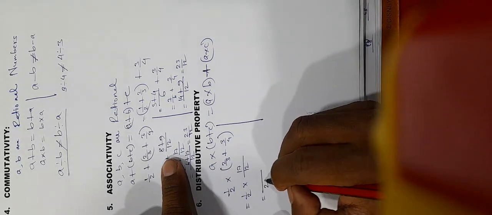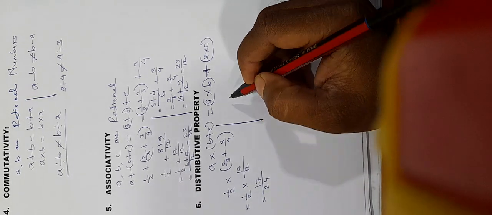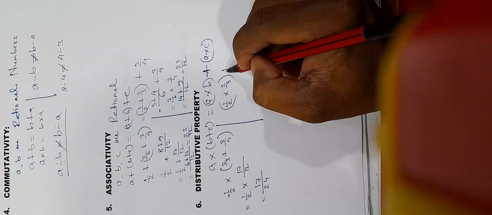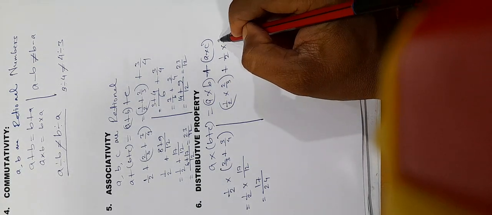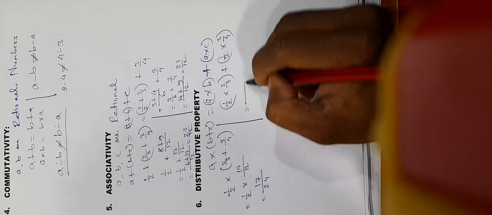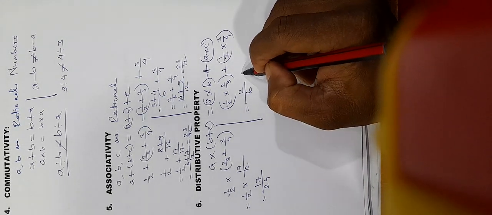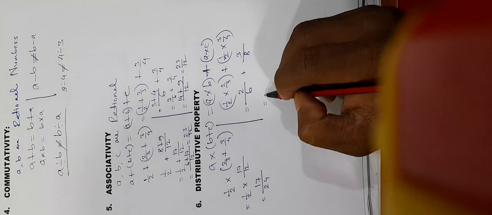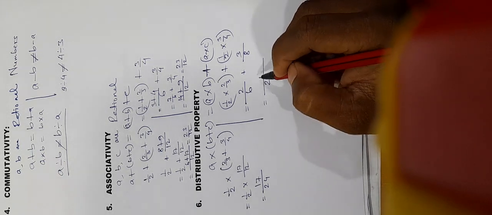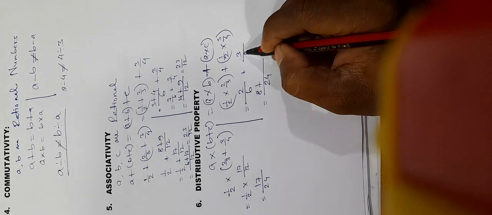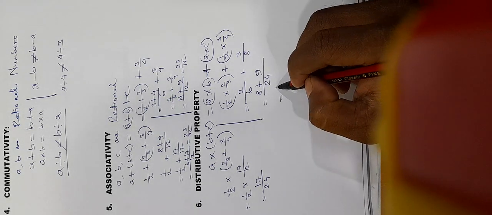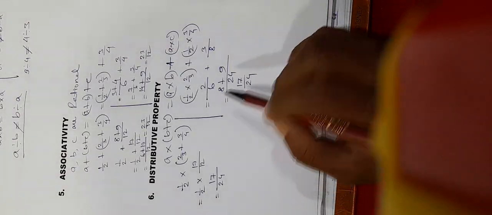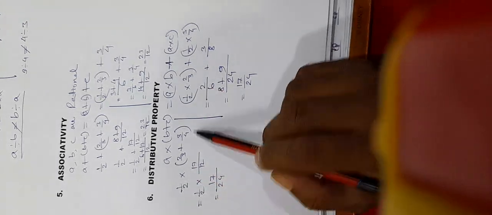This becomes 17 by 24. Now try to find the right hand side. 1 by 2 multiplied by 2 by 3, A multiplied by B plus A multiplied by C. Now this becomes 2 by 6 plus this becomes 3 by 8. So LCM is 24. 6 fours are 24, 4 twos are 8, 8 threes are 24, 3 threes are 9. So this becomes 17 by 24. So you find that left hand side and right hand side are equal. So distributive property is followed by rational numbers.